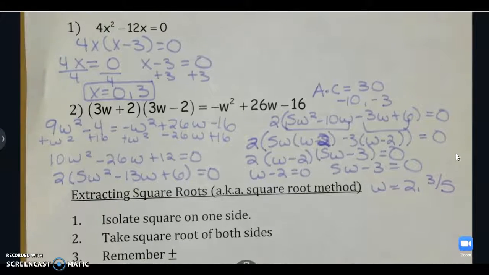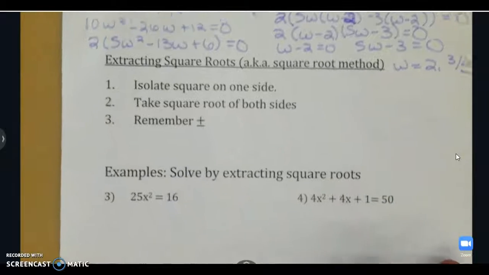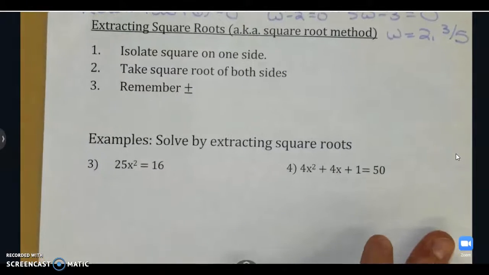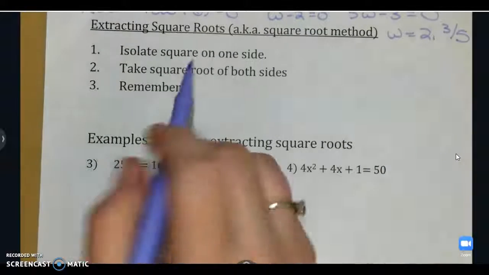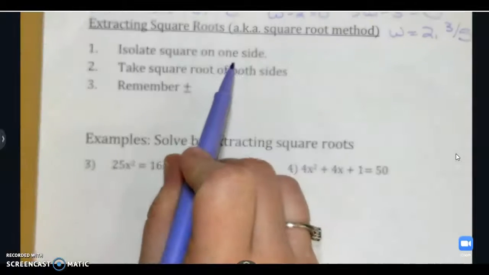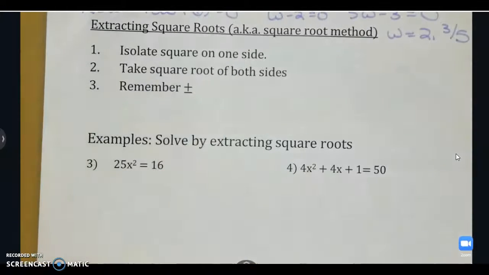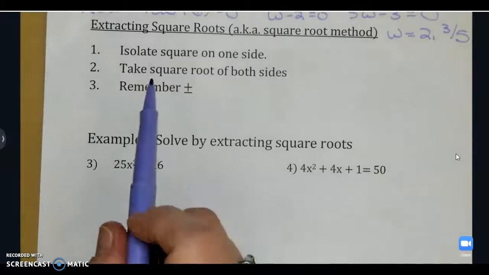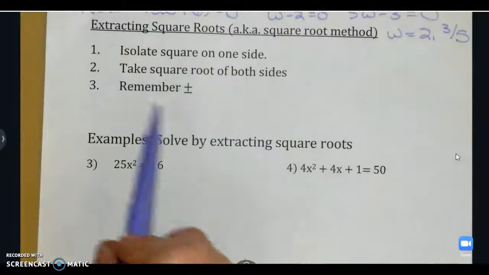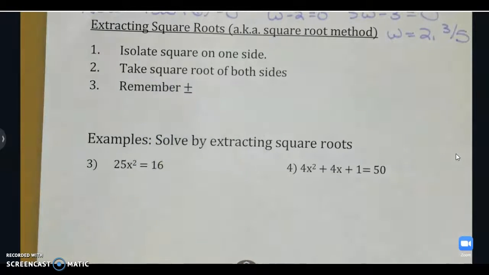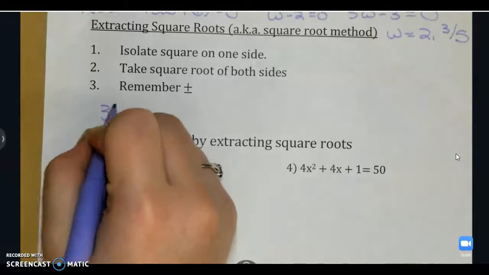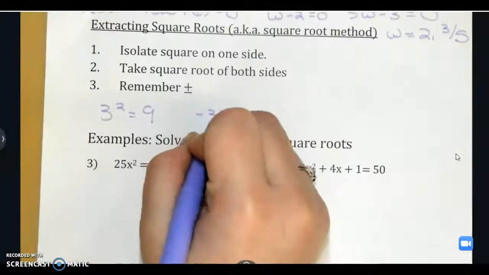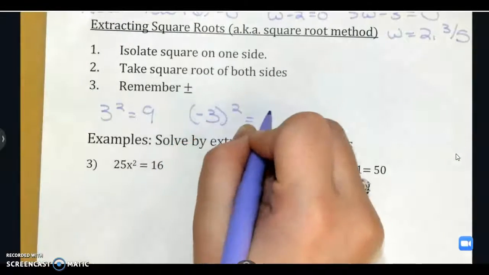So all that is review. Now looking at our new way, our square root method, we have 3 steps to take care of. The first is to isolate the square on both sides. So we either need to have x squared or a binomial squared. And then we're going to take the square root of both sides, and we're going to take the positive and negative roots. So remember, 3 squared is 9, and negative 3 squared is equal to 9.